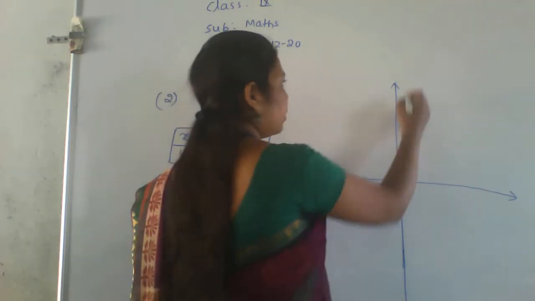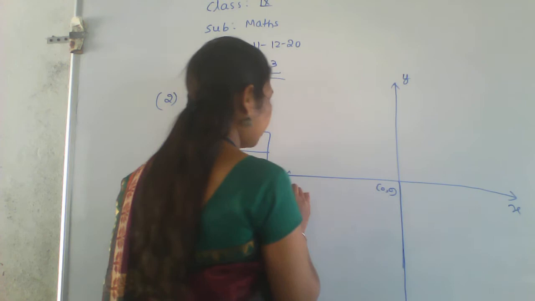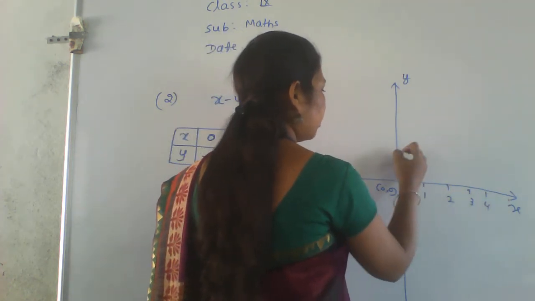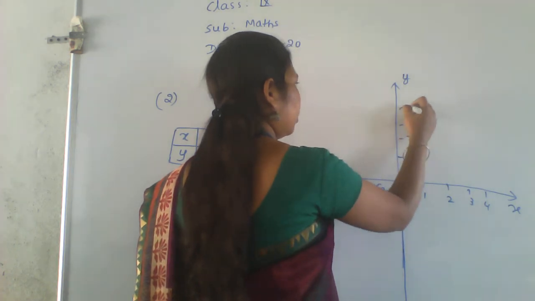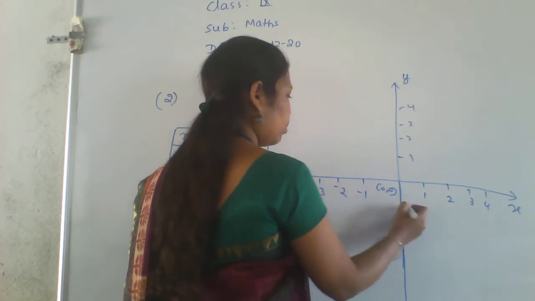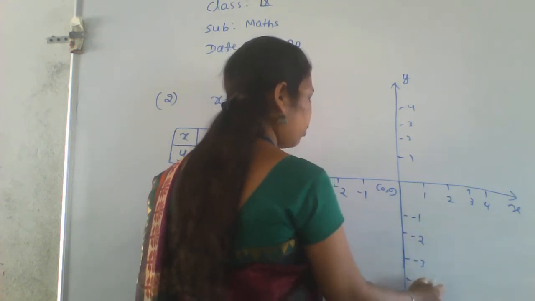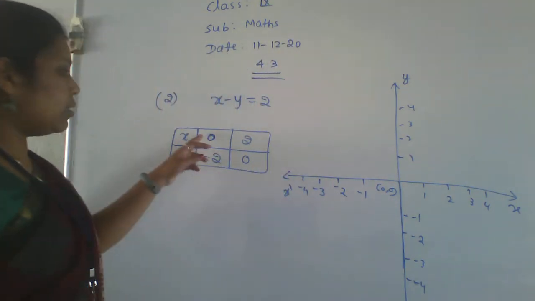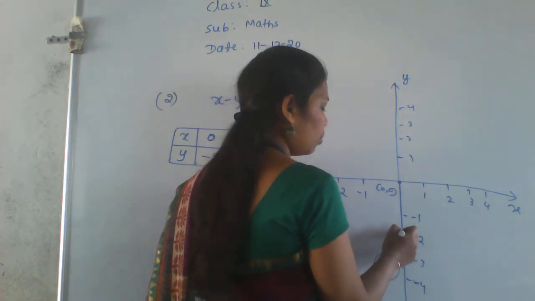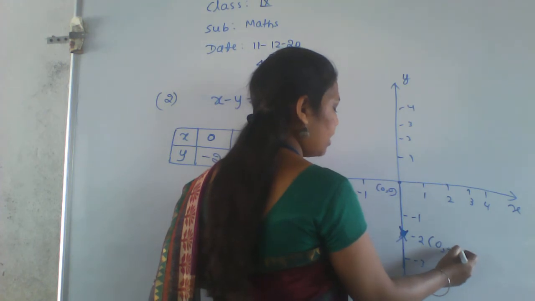Now plot the graph. This is y and here y dash, x, x dash. First write the points. 1, 2, 3, this is 4. Minus 1, minus 2, minus 3, minus 4. Minus 1, minus 2, minus 3 and minus 4. First point is 0, comma minus 2. See, this is 0 and this one is minus 2. So plot this point on the diagram here, 0, comma minus 2.